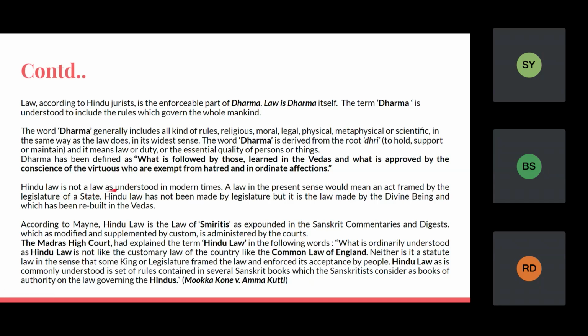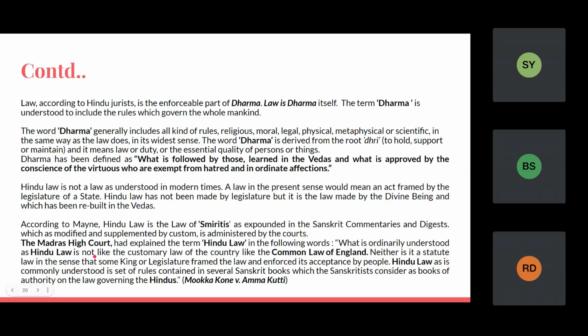Hindu law is not a law as understood in modern times. A law in the present sense would mean an act framed by the legislature of a state. Previously, we had another definition of law, that is dharma: what is right, what is wrong, what is religious, what is moral. But in today's world, law is understood in another sense, that is, law made by the legislatures.